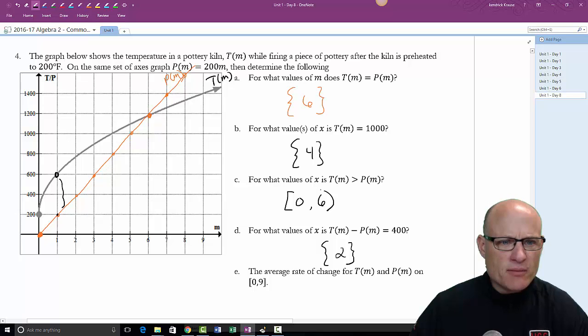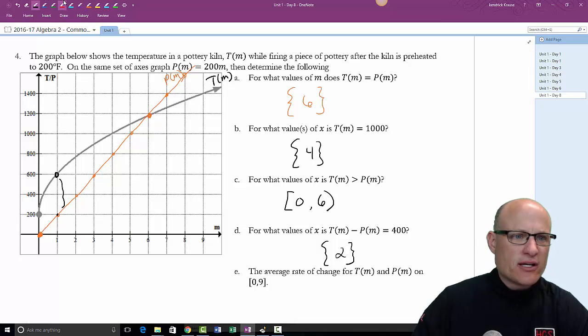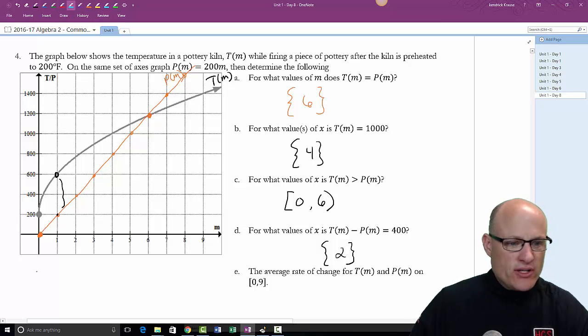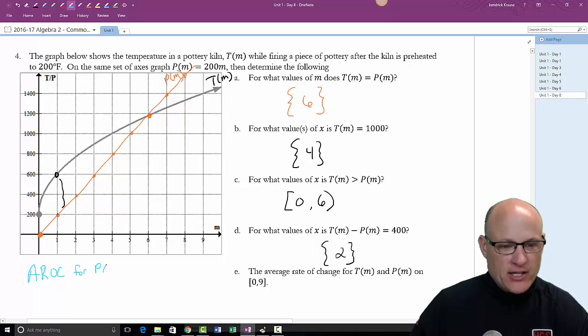T of m minus P of m equals 400. All right, and finally, the average rate of change for T of m and P of m from 0 to 9. Okay, so for the linear function, that's easy. That's P of m. So I'm going to do this off to the side here. So the average rate of change for P of m, because it's just a linear function, is just 200. But the average rate of change for T of m is a little bit tricky.